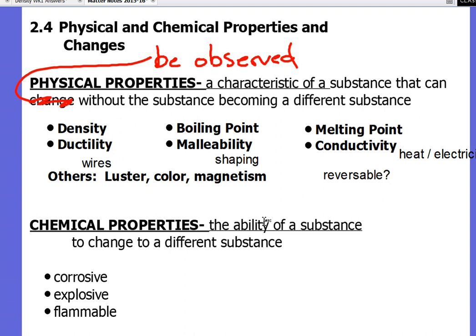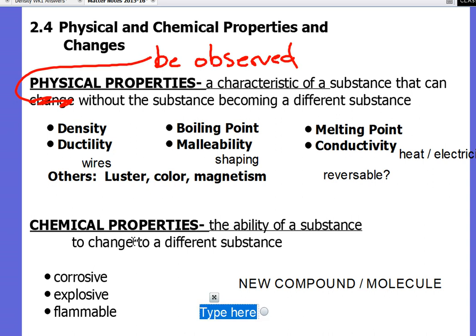Chemical properties, though, are really talking about making a new compound or molecule. So we're making something new. You light the paper on fire. It reacts with oxygen. You get ashes. You have smoke. You have fire. Now you have something new, something that's different than the original.